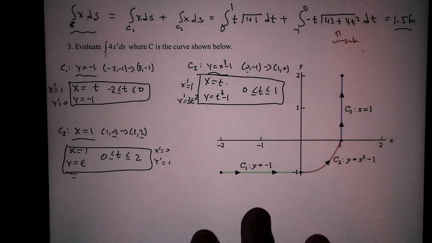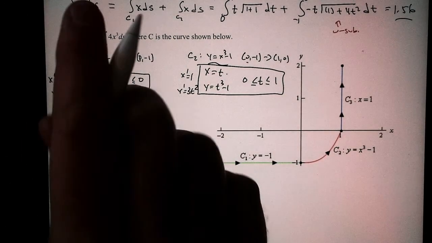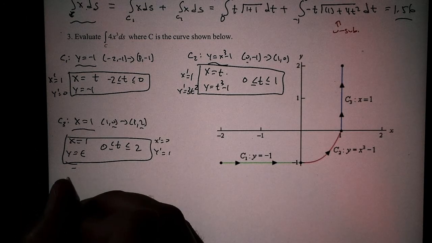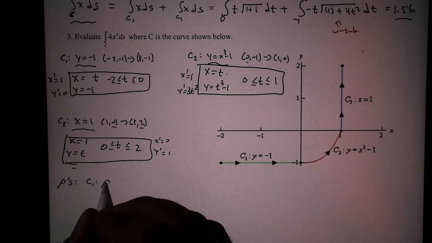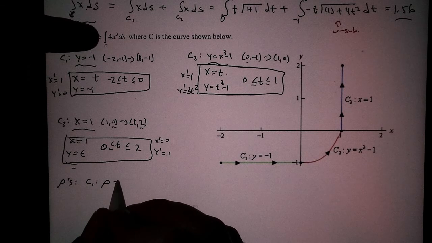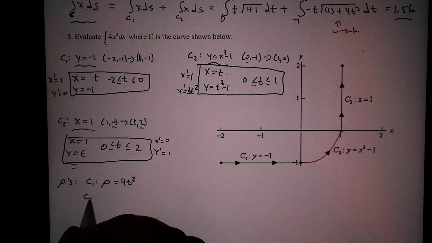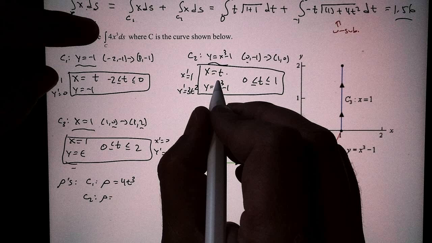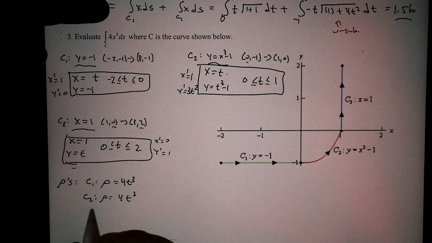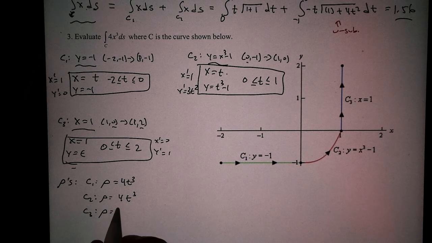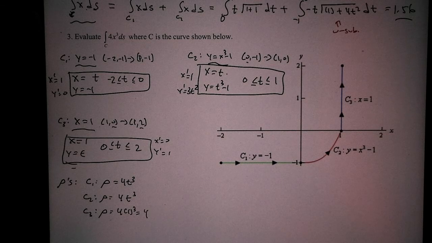All right, so once we convert this, now we have to convert our rho. So let's look at the rhos. For C1, rho is 4x cubed. We're saying x is t, so it's going to be 4t cubed. For C2, again, it's 4x cubed, and again, this is t, so again, 4t cubed. And for C3, rho is just 1, so it's just 4 times 1 cubed, which is 4.